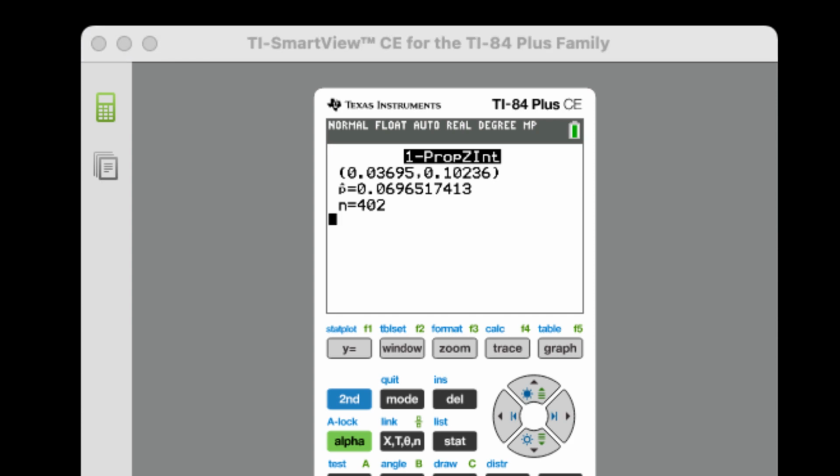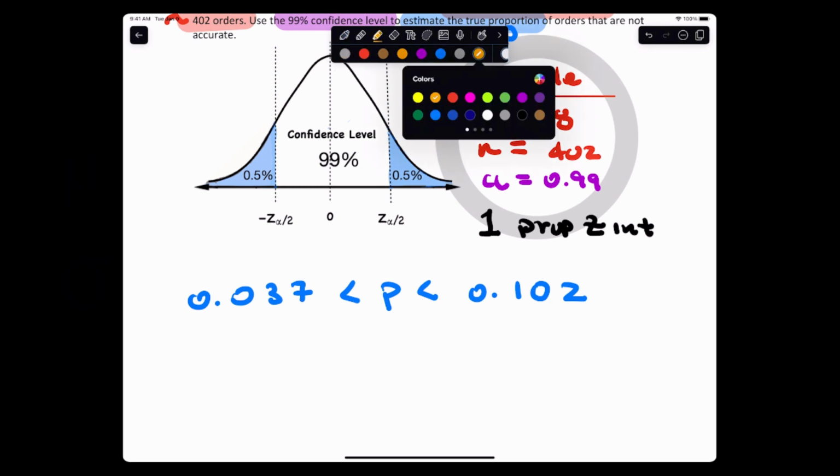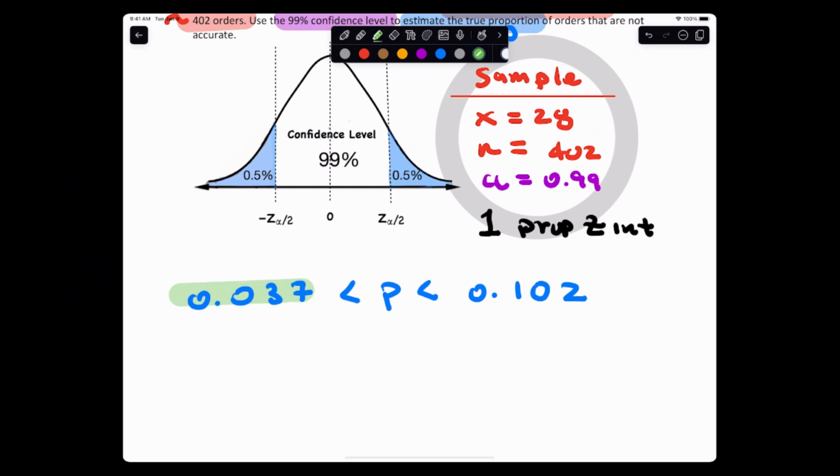Now, I asked you guys to go to the thousandths position here, okay? So the first number to the thousandths would be 0.037. Good job. Now, that'll be less than P. Let's do the second number to the thousandths. That's point 102. And you're done. You got the lower value and you got the upper value. This is a true proportion.